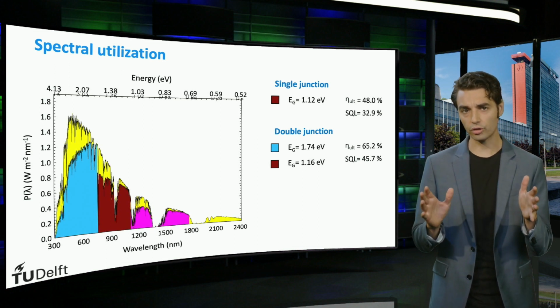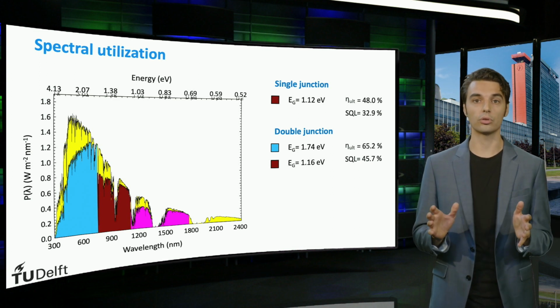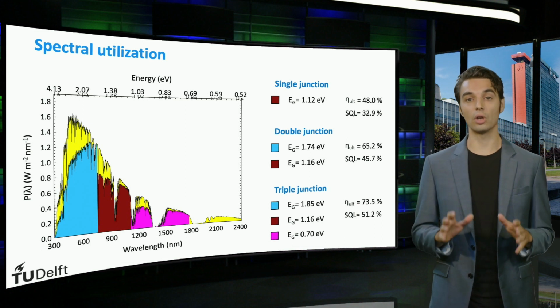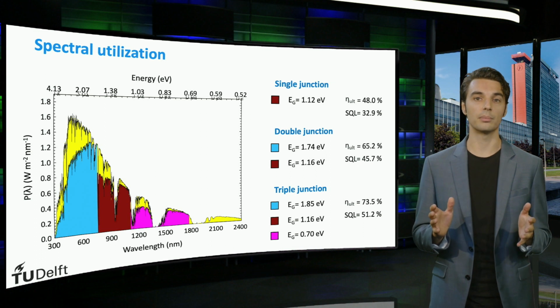If we introduce a third junction aimed at the infrared part of the spectrum, we can strongly decrease the losses due to non-absorption. An optimal triple junction device has an ultimate efficiency of 73.5% and a Shockley-Queisser limit of over 51%.